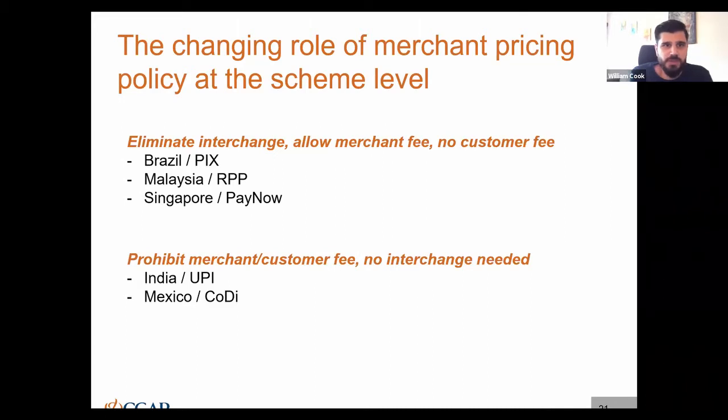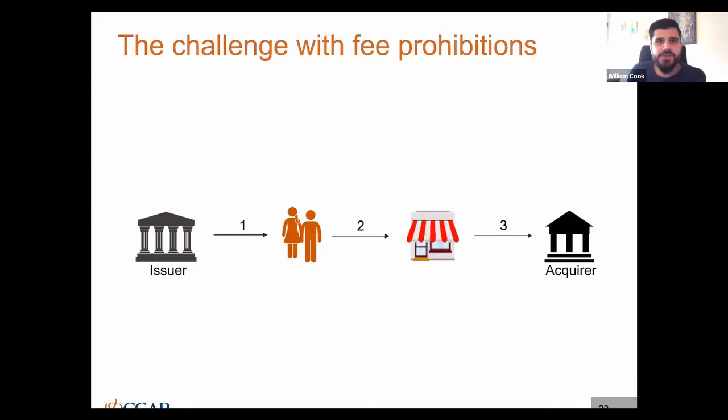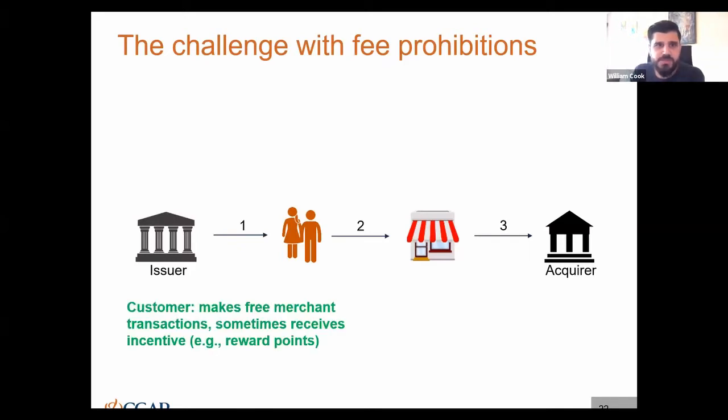So markets like Brazil, Malaysia, Singapore are taking the step of eliminating interchange altogether, but still allowing merchants to set a fee for that transaction. But then you also have some cases, India and Mexico notably, where they've taken an even further step to say payments will be free, and we're going to prohibit any merchant or customer fee, and with it, obviously, interchange. This notion of a fee prohibition, the Mexico-India model, is something that's still being pretty largely debated in markets globally, because it changes the dynamics quite radically.